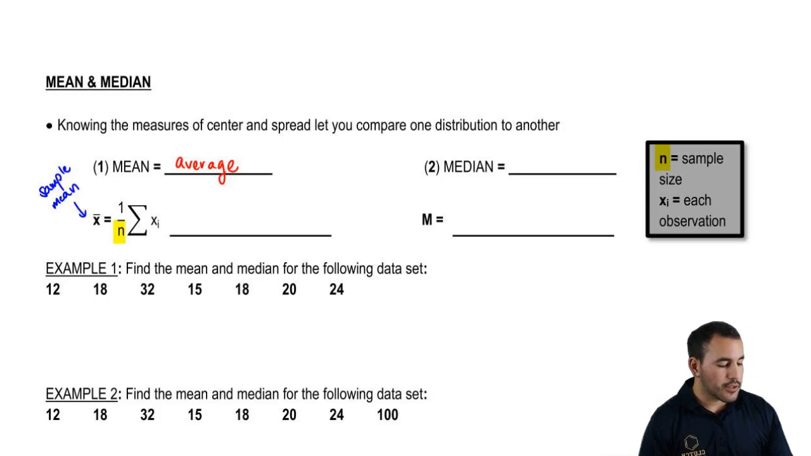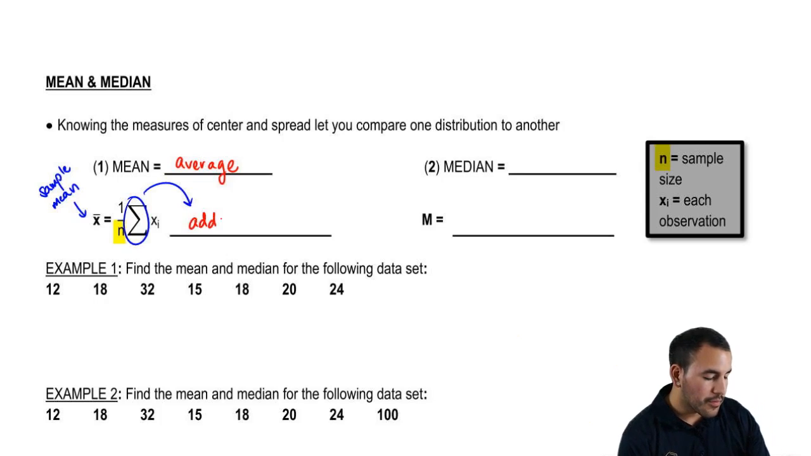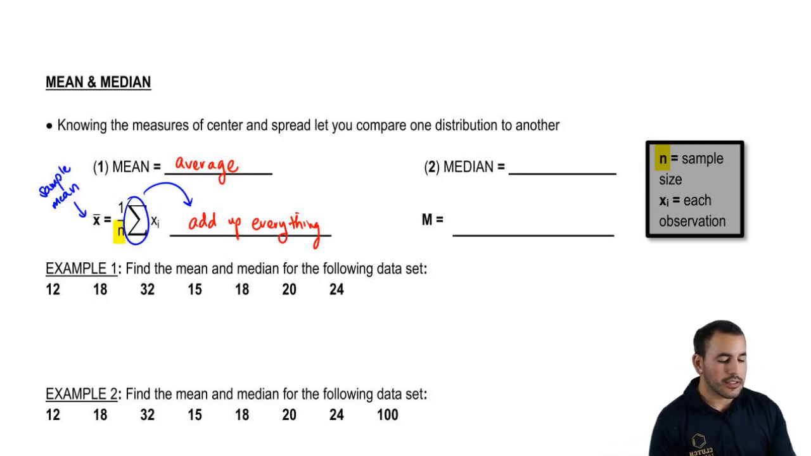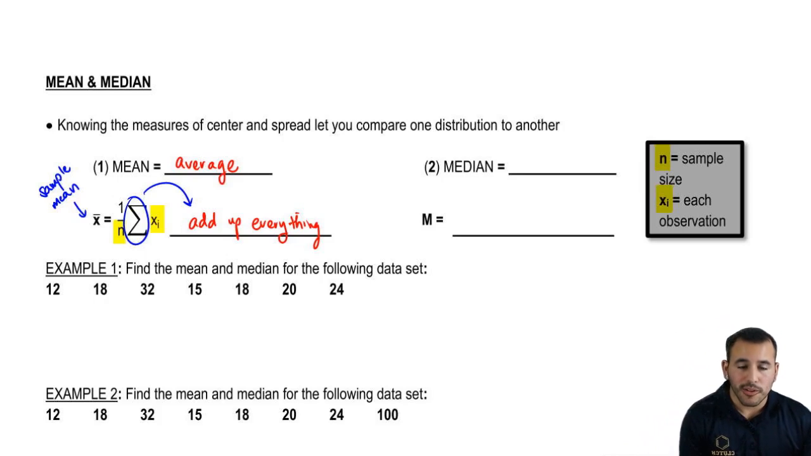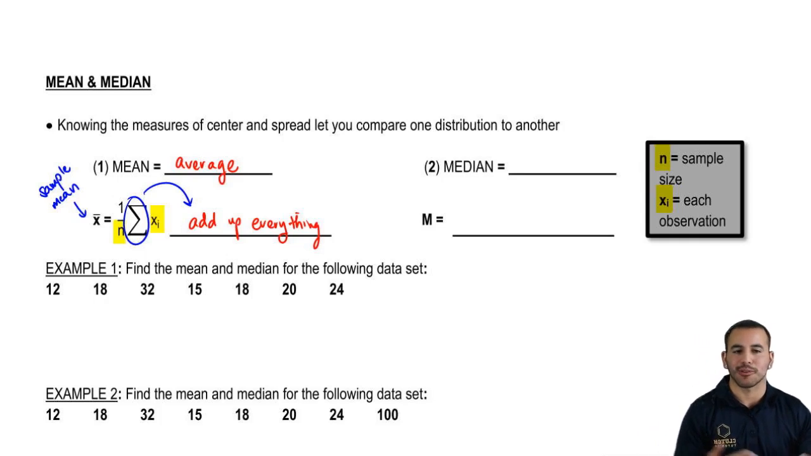Then we also have this crazy looking thing called the summation, and all it tells us to do is add up everything. And what's everything? It's referring to this little x i. What's an x i? x i is just each individual observation. So, moral of the story, it's the more complicated way of saying add up everything divided by the total number of observations, as we learned probably back in grade school.